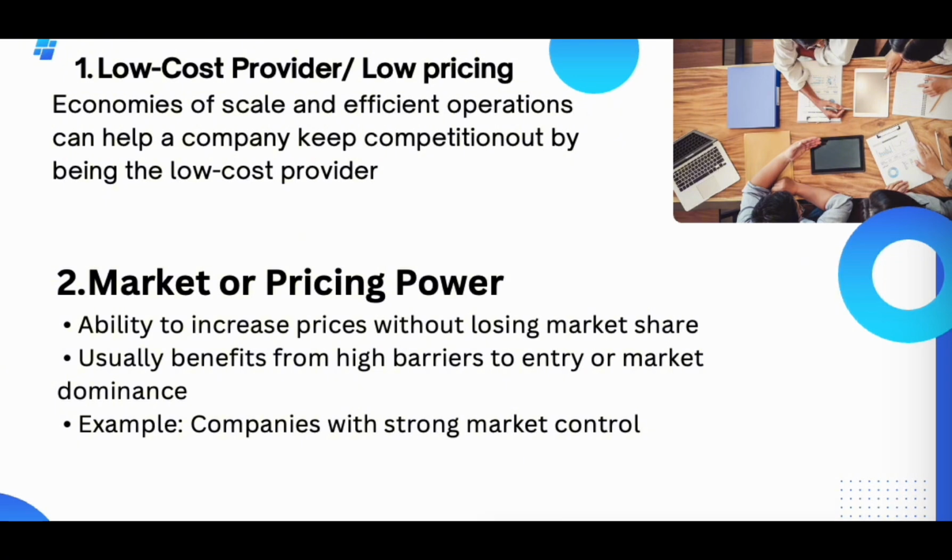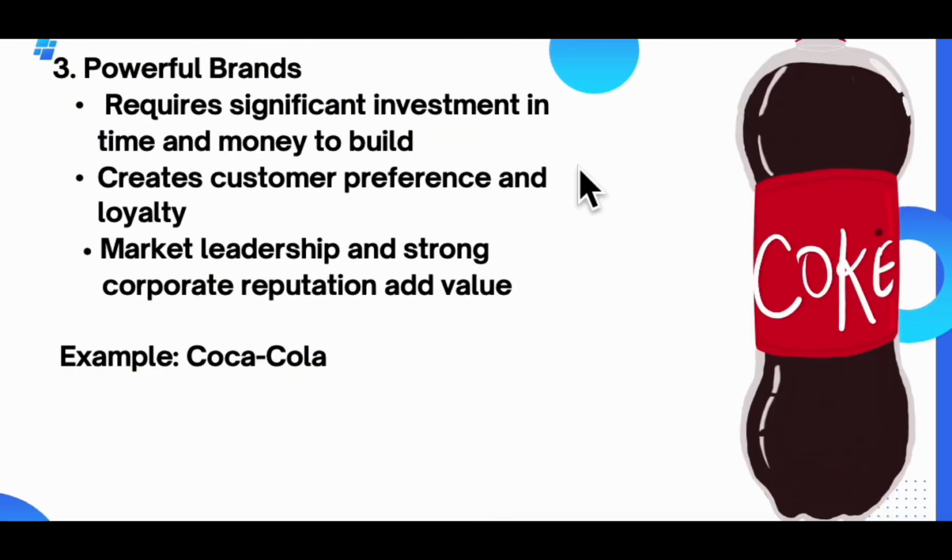So companies that have pricing power usually take advantage of high barriers to entry or have earned a dominant position in their market. Right? iPhone is very dominant. They can price their phones as high as 100,000 because they are established and in control of the market. And number 3, powerful brands.